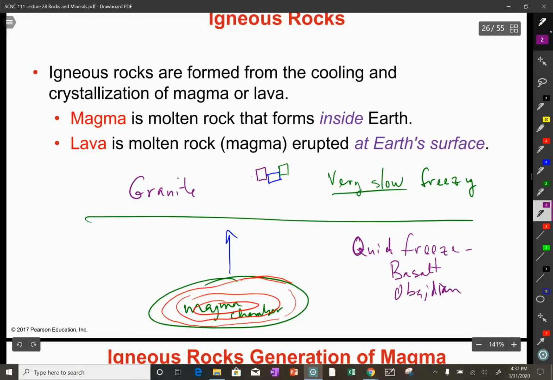You don't see crystals in the basalt. It has really tiny crystals, so it feels like sandpaper, but they're not big enough for you to actually see with your naked eye like they are with granite. And obsidian, it doesn't actually have the crystals, it flows so quickly. So the difference in granite, basalt, obsidian is primarily how quickly it froze.